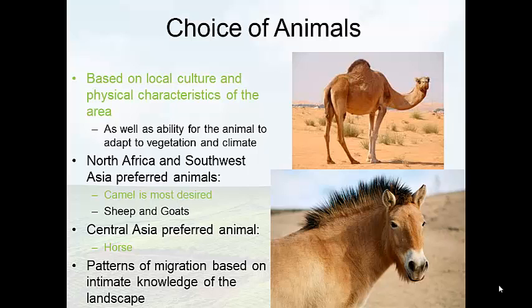Now, these patterns of migration in these areas are actually based on intimate knowledge of the landscape, usually passed down from generation to generation to know exactly where to go when, for water, so on and so forth.